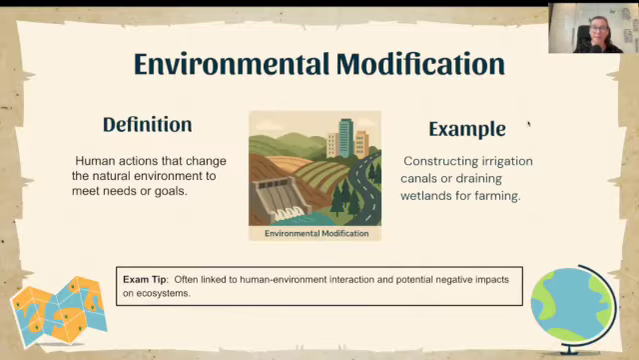Environmental modification. The definition is human actions that change the natural environment to meet needs or goals. Example: constructing irrigation canals or draining wetlands for farming. So here's your tip: it's often linked to human-environment interactions and potential negative impacts on ecosystems.